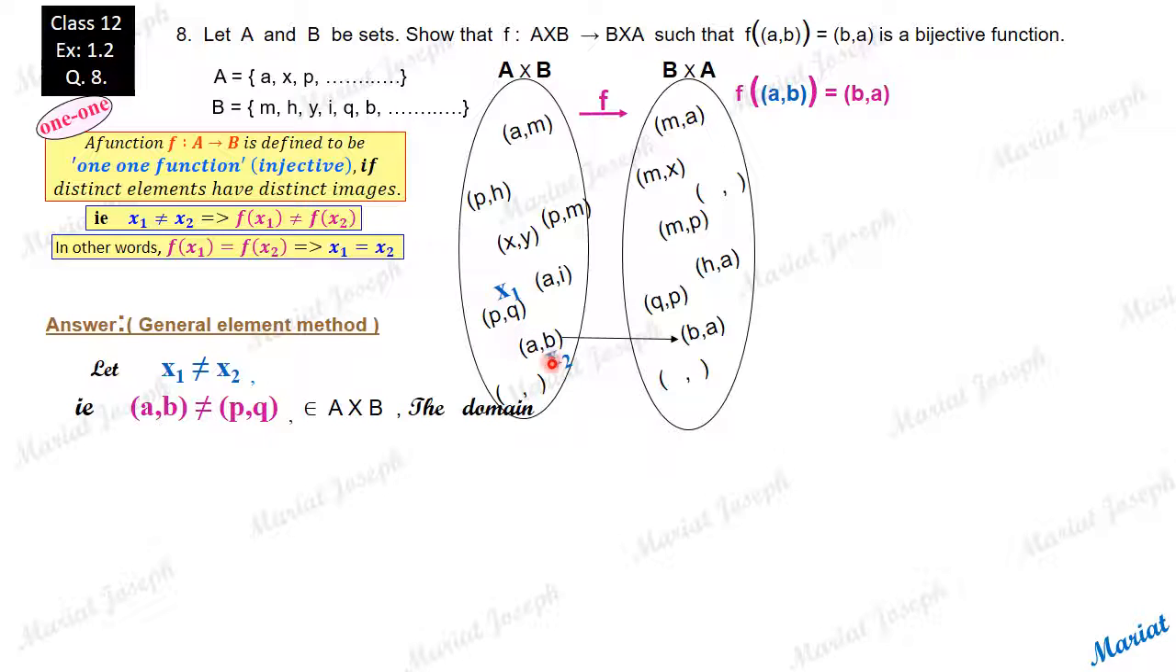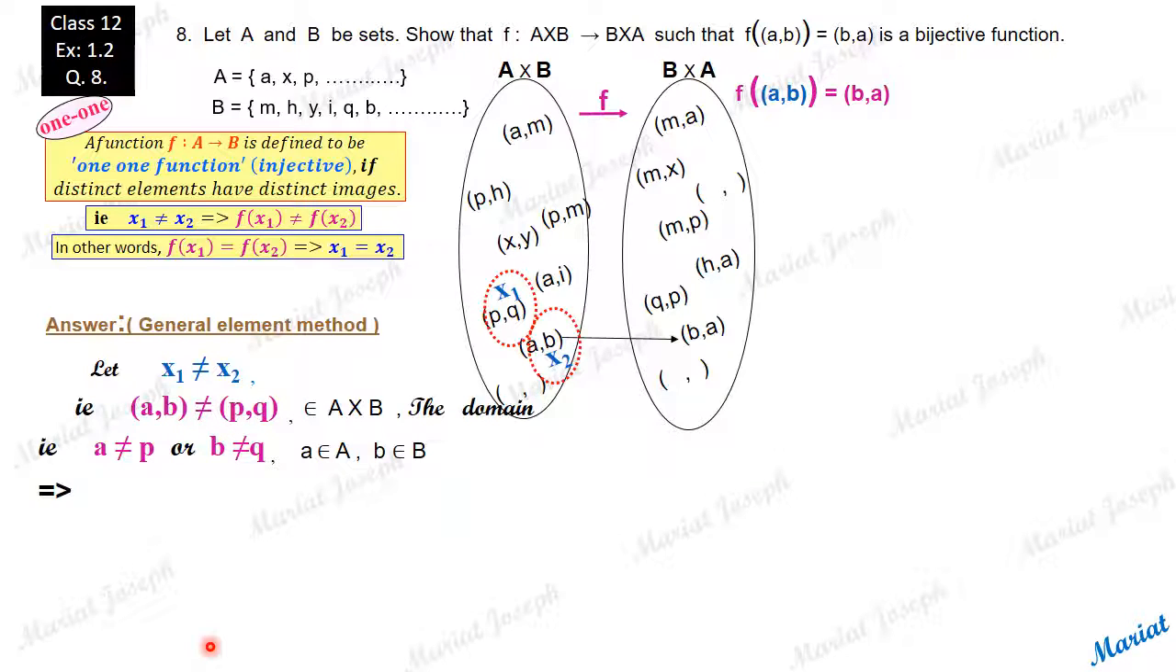Now, what can we say if these two ordered pairs are unequal? When do we say two ordered pairs are equal? Two ordered pairs are equal only if the first elements are equal, that is a equal to p, as well as b equal to q. Both equalities should be there to have two ordered pairs equal. But for an ordered pair not to be equal to another one, it is enough for one of them to be unequal. Either a is not equal to p or b is not equal to q. Either of these inequalities implies these two ordered pairs are not equal.